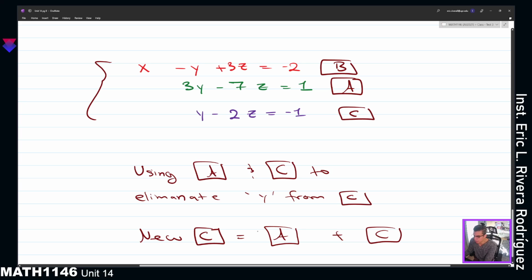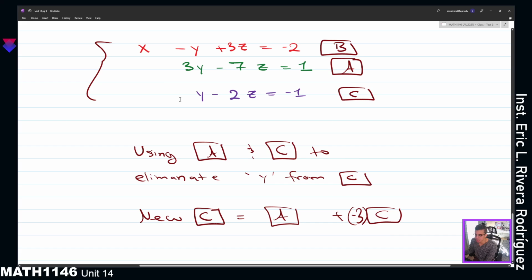But we do not know if we need to multiply something here. What we are seeing is that C now is the one that has a coefficient of 1. Y is equal to 1. That's convenient here because if we multiply equation C by the opposite value of the y term coefficient of equation A, then we can cancel that y term from C. So the opposite value here is -3. So we are going to multiply C by -3.